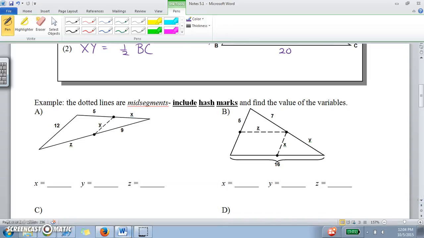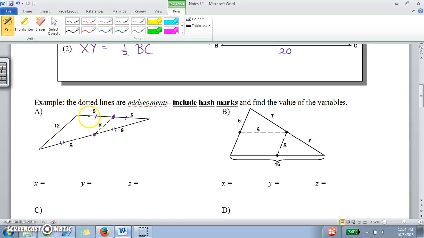So, a few examples. The dotted lines are midsegments. We are given that. Include hash marks and find the values of the variables. So if this is a midsegment, that means this dot right here is a midpoint of this whole segment, this side of the triangle. So we can put hash marks here and here. We can also put hash marks here and here because this is also a midpoint right here, so it cuts this segment in half.